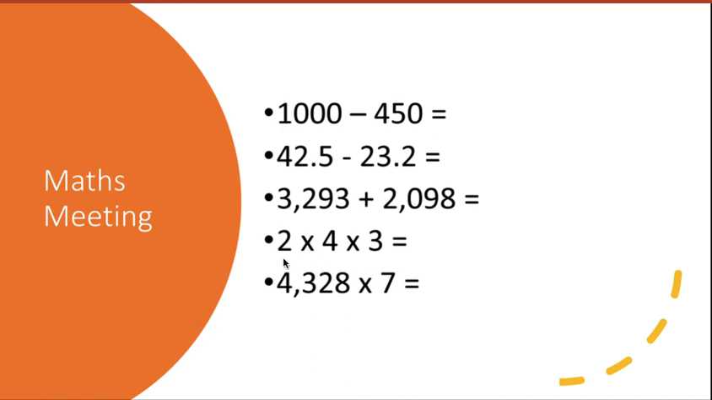The next one is 2 times 4 times 3. To work this out, you will have to multiply 2 by 4, find the answer, and then multiply that answer by 3. And finally, 4,328 multiplied by 7. Column multiplication: 7 times 8, 7 times 20, 7 times 300, 7 times 4,000. Put it all back together and you'll have your answer. Okay, pause the screen now.